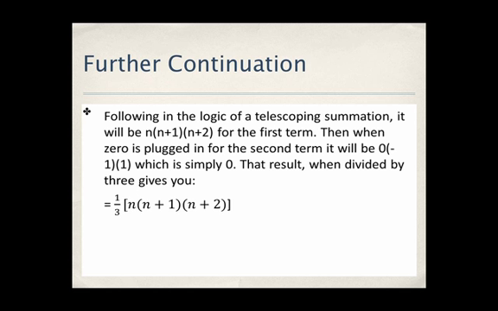Further continuation. Following the logic of a telescoping summation, it will be n times n plus 1 times n plus 2 for the first term. Then when 0 is plugged in for the second term, it will be 0 times negative 1 times 1, and anything multiplied by 0 will just give you the output of 0. This result, when divided by 3, gives you the result 1 over 3 times n plus 1 times n plus 2.